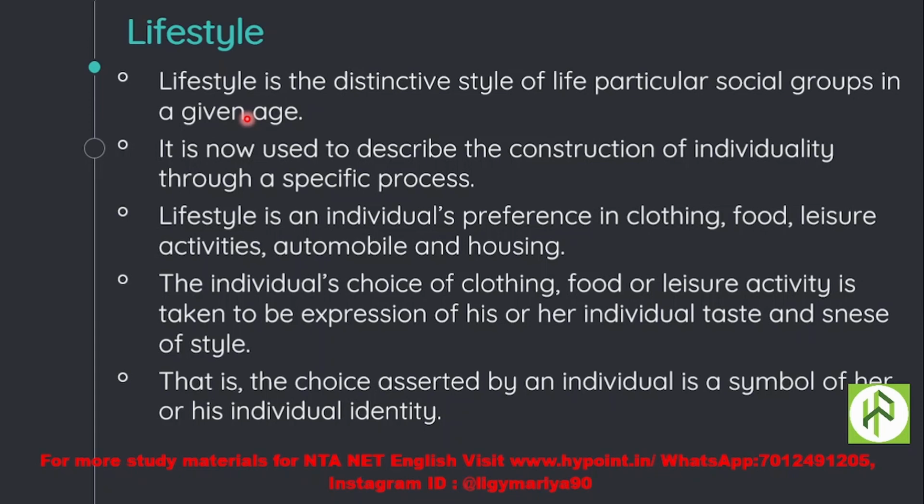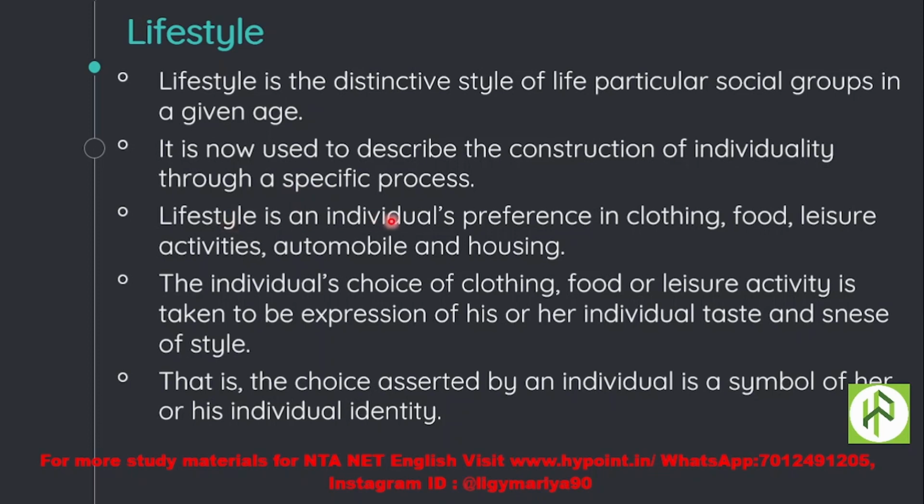It is now used to describe the construction of individuality through a specific process. So lifestyle is now used to describe what type of individuality you have, according to the way in which you are living your life. What is that process? In order to indicate that too, we use lifestyle nowadays.